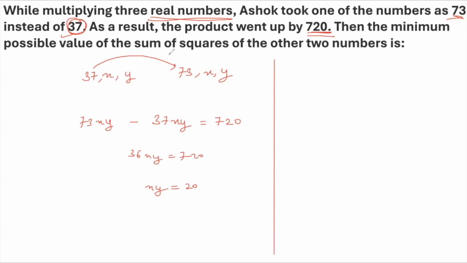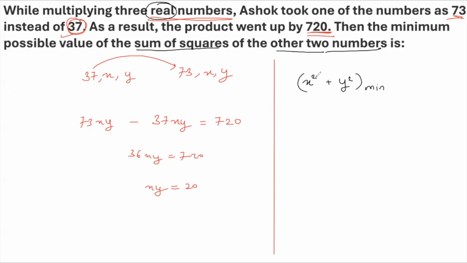They're asking me the minimum possible value of the sum of the squares of the other two numbers. The other two numbers, I have assumed them as x and y. Here afterwards, I have two ways to approach the given question. The sum of the squares of x and y will be x square plus y square. The question demands the minimum value of x square plus y square. Now guys, notice that I don't know anything about x and y. They are only mentioned as real numbers. So they can be positive, negative, rational, irrational, anything.